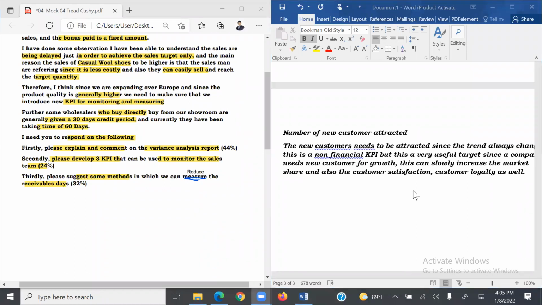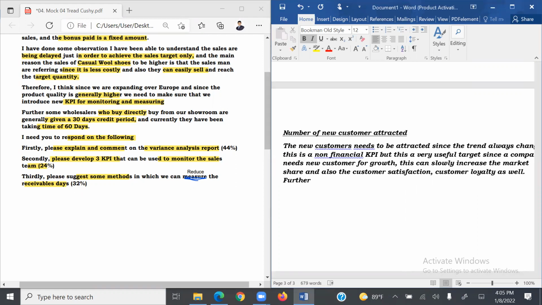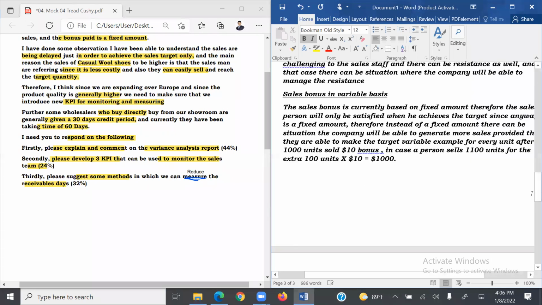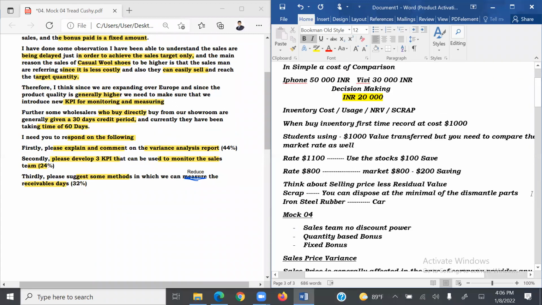The retention point is also good. Further, the customer retention also plays a major role. So students, I believe this is giving you a better understanding and a better clarity at the moment. So students, we are almost done with the KPI as well.